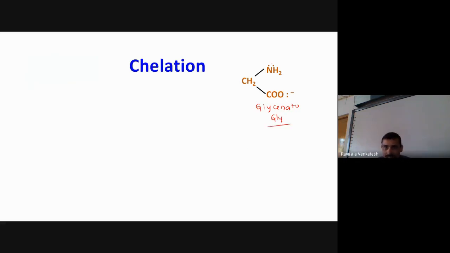Glycine, GLY, is a bidentate ligand. Now this is a lone pair that can be donated, and this negative charge can also be donated. Donating to whom? To a central metal atom. Now what are we getting here? A ring is formed, or not? A ring is formed here. This is what we call chelation. We'll take some examples here.